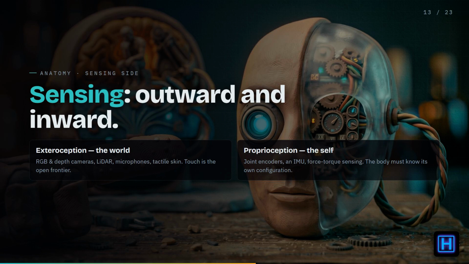Proprioception, the self: joint encoders, an inertial measurement unit, and force-torque sensing. The body must know its own configuration before it can act on anything else. Perception is not a snapshot. It's the half of the loop that tells action whether it worked.